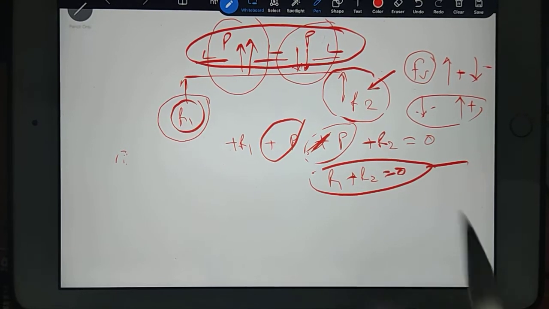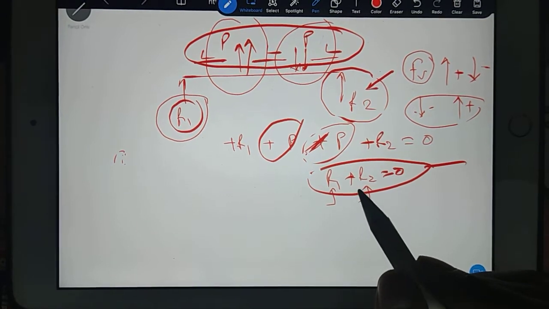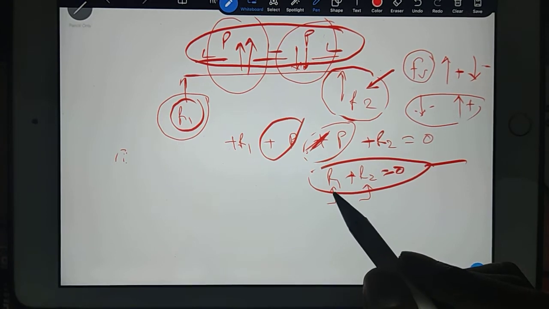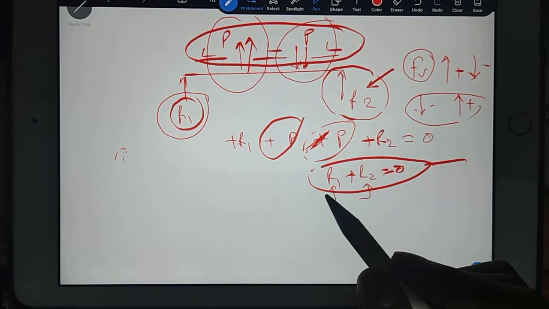Okay, one equation done. But in this equation, what is the problem? R1 is also unknown, R2 is also unknown. That's why we need another equation. Another equation we can find with the help of moment. Very simple. About any point you can calculate the moment. So let's calculate the moment.